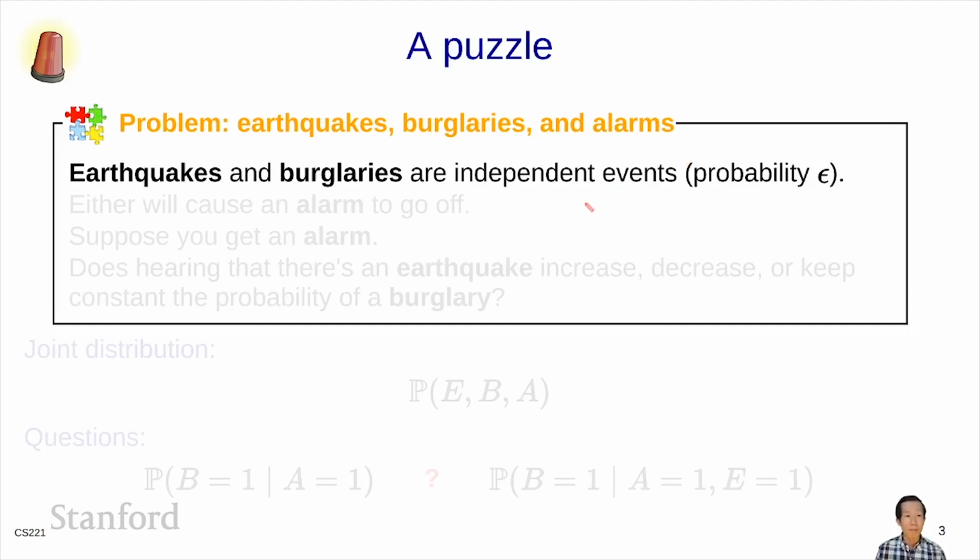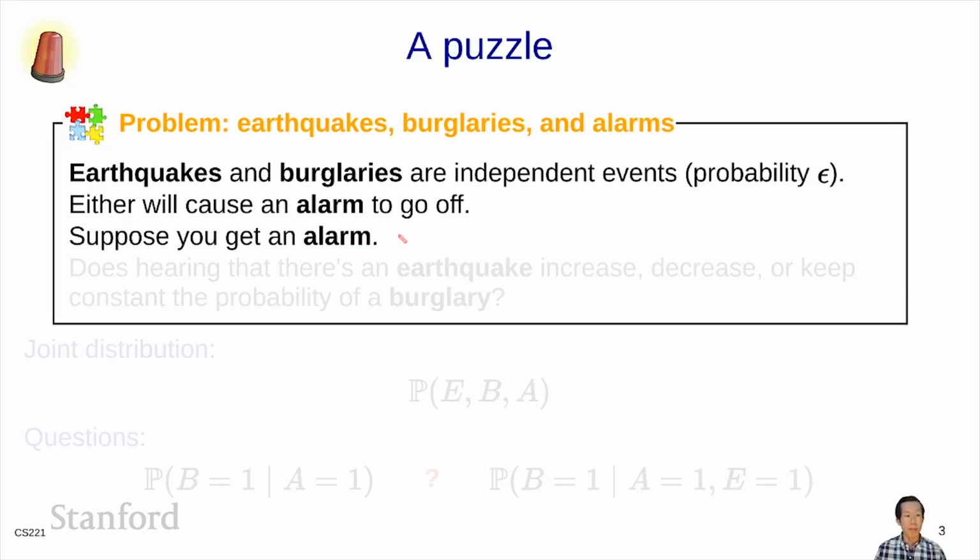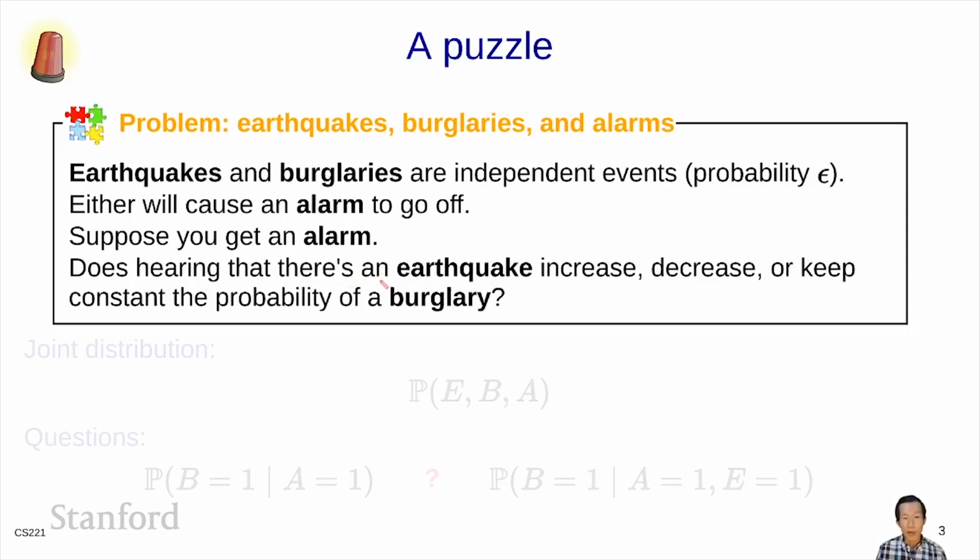You've installed an alarm which will go off whenever either there's an earthquake or there's a burglary. So you got some special deal where it's like a 2-in-1 kind of alarm. Suppose you're away on vacation and you get a notification that your alarm went off. Now, does hearing that there's an earthquake on the radio or in your newsfeed increase, decrease, or keep constant the probability of burglary? In other words, does knowing that there's an earthquake in addition to the alarm change your beliefs about burglary?